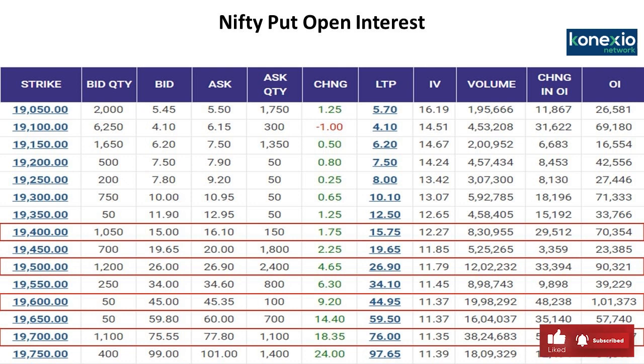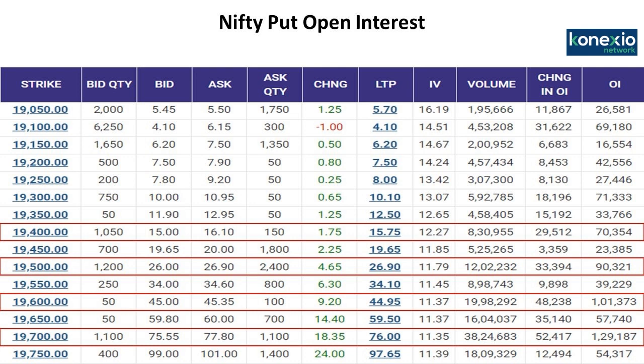On an immediate basis, 19,700 could act as a strong support, looking at the volumes and open interest. If that is breached, then Nifty might drift down to the levels of 19,600. But again, that could act as a strong support area. At this particular juncture, I don't think that Nifty might breach 19,650. But if there is any kind of weakness, because you can see there is a slight positive change in the option premium in Nifty puts.